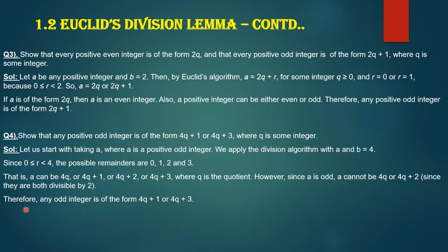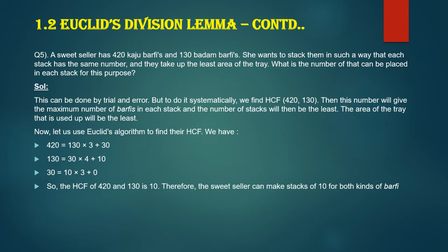Therefore, the remaining two numbers, which are 4q plus 1 and 4q plus 3, are odd. Okay, question 5 is a very interesting question. You will like doing it.